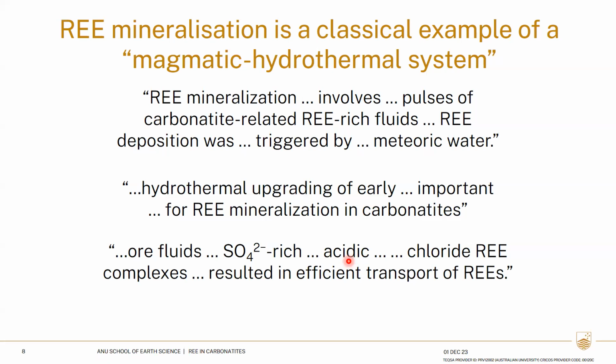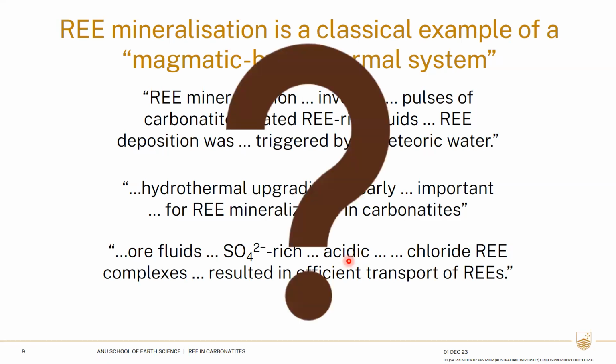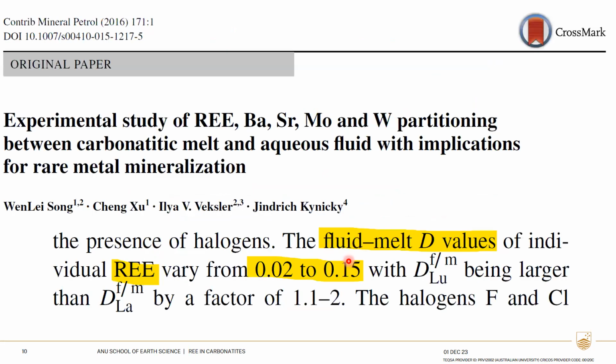Okay, and there are a lot of issues here, which I think all of this is just wrong. Let's see why. First of all, experiments show that when you look at the fluid to melt partition for rare earth elements, you have 0.0 something. So if you have a fluid and that fluid has halogens or whatever, rare earth elements stay in the melt. They don't like going into the fluid.